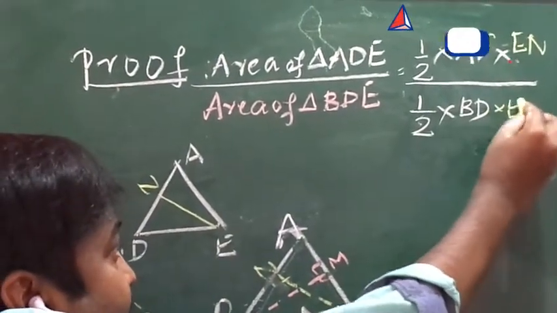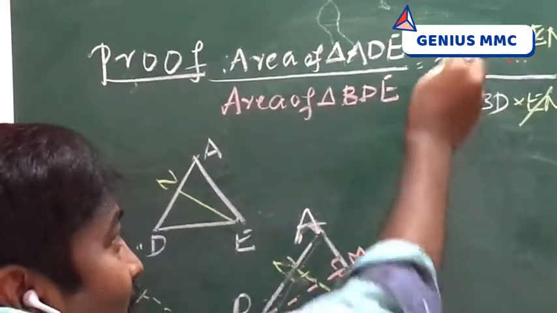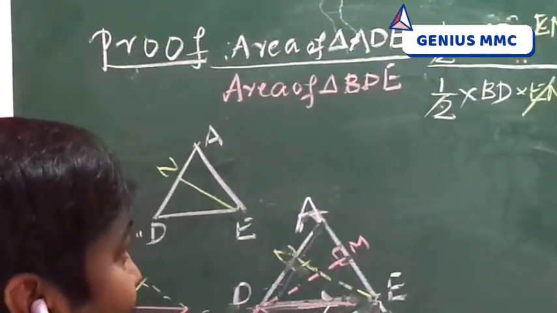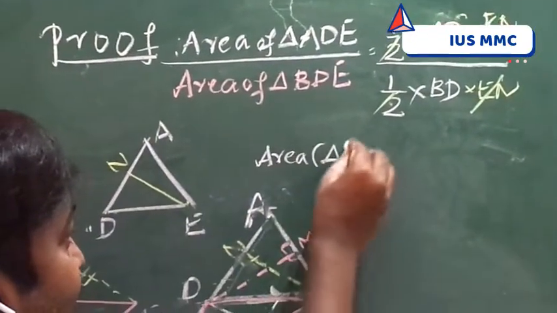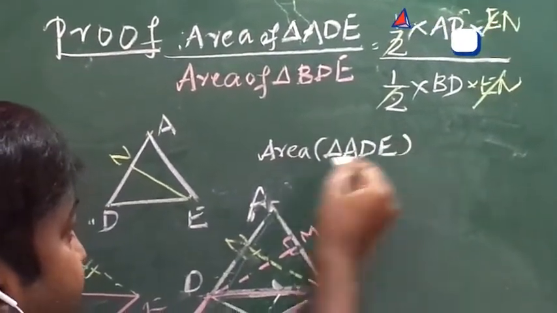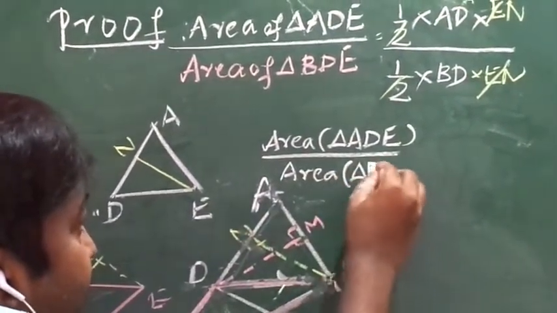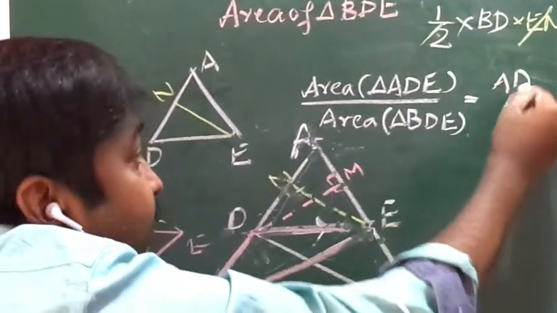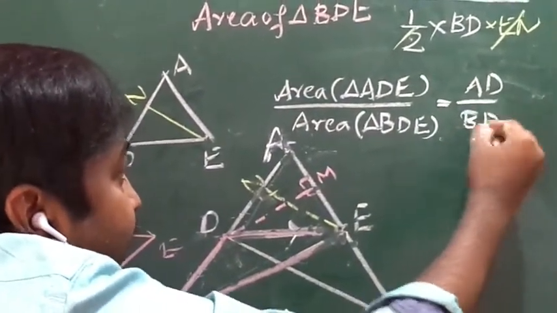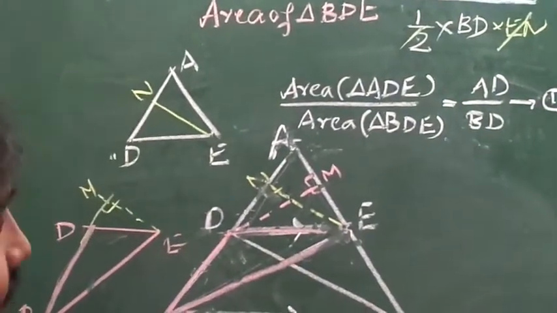Into EN. EN, what? Cancel. Half also cancels. Therefore, area of triangle ADE by area of triangle BDE equals AD by BD. Call this equation 1.